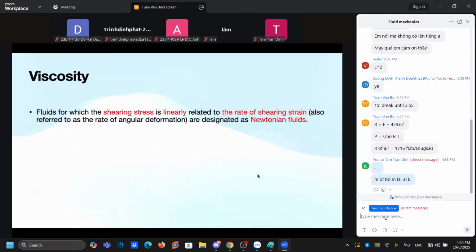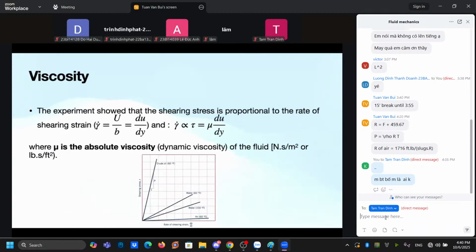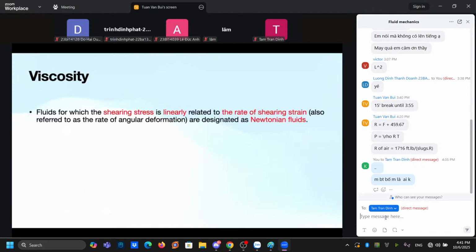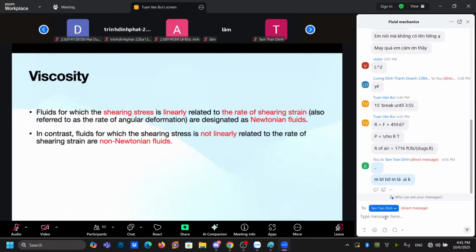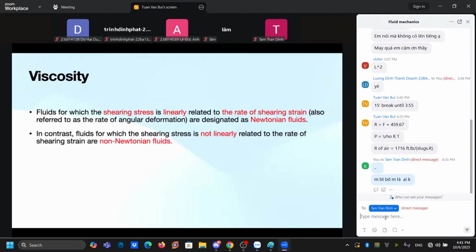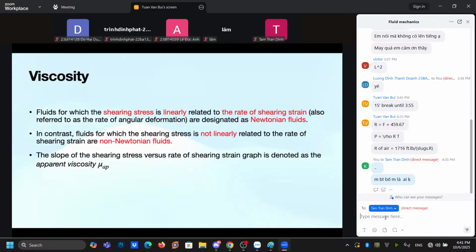And for fluids for which the shearing stress is linearly related to the rate of shearing strain, like in this equation, also referred to as the rate of angular deformation, they are designated as Newtonian fluids. In contrast, the fluids for which the shearing stress is not linearly related to the rate of shearing strain are non-Newtonian fluids.